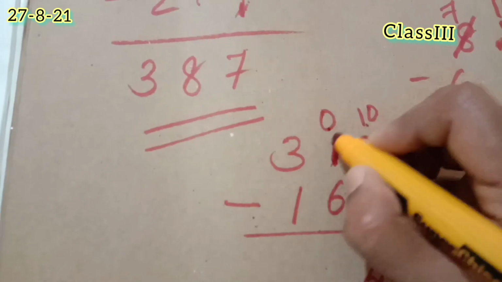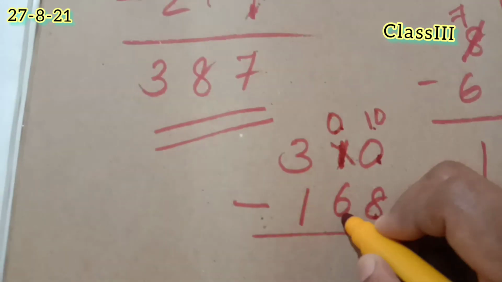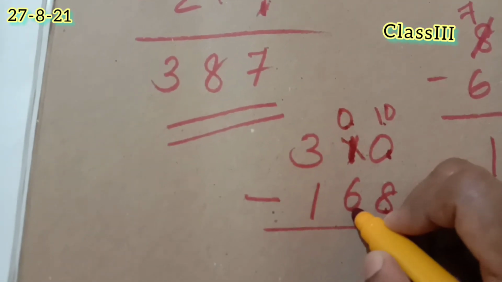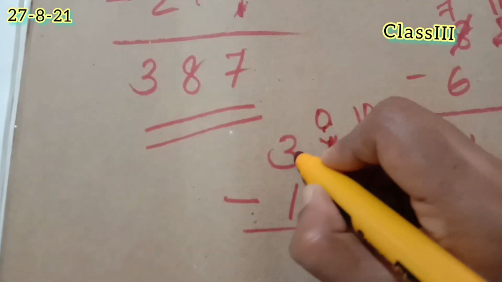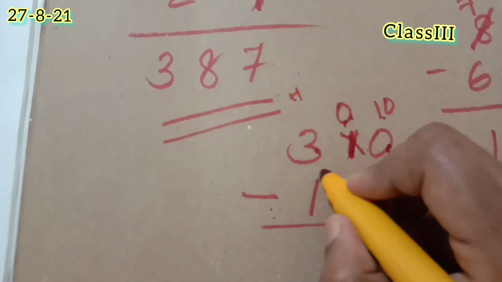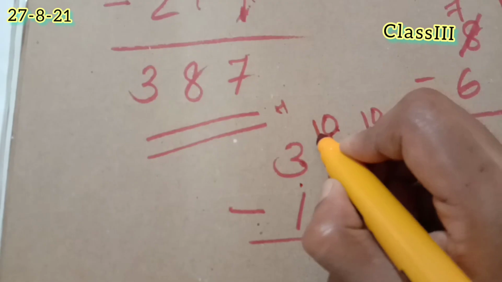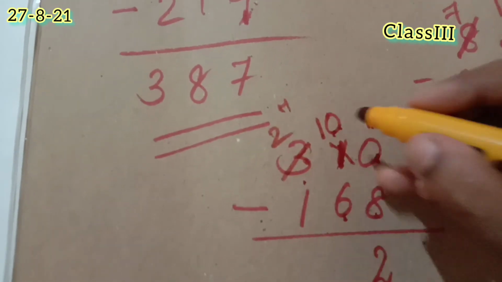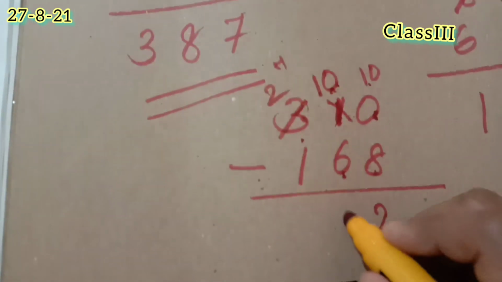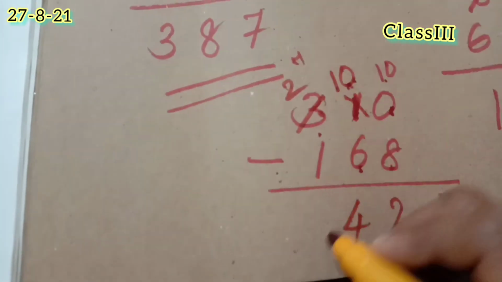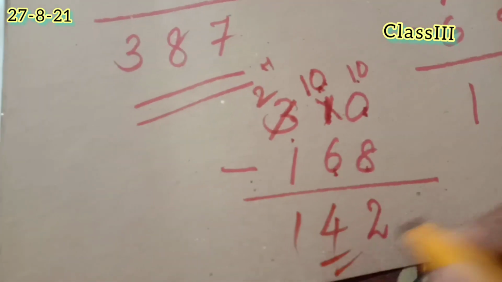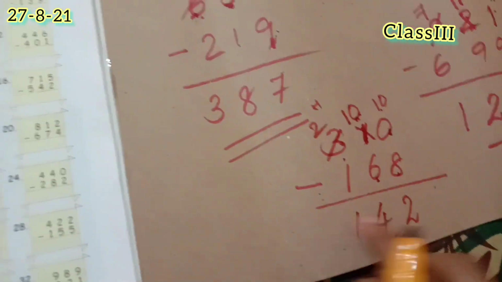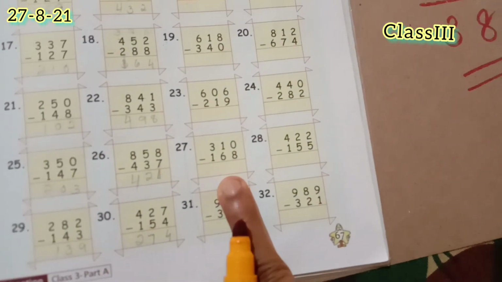But now this has changed into 0. 0 minus 6, is it possible? No. So what will he do? Borrow from the hundreds place. I have 3 hundreds. So 100 I gave to here and 3 reduced to 2. So now 10 minus 6, 4, 2 minus 1, 1. Easy. So the answer is 142.